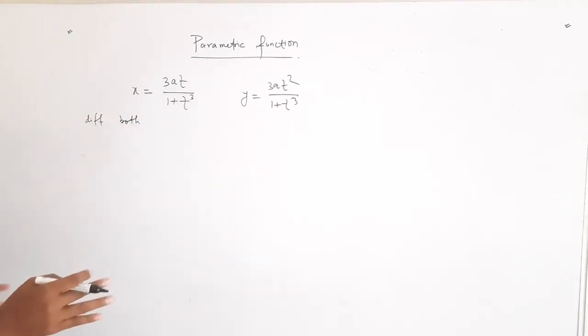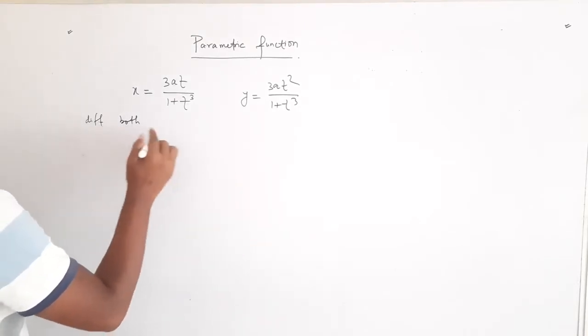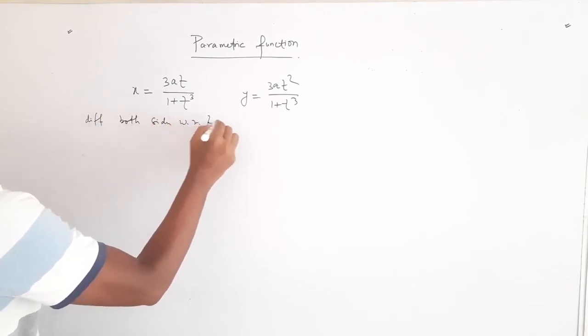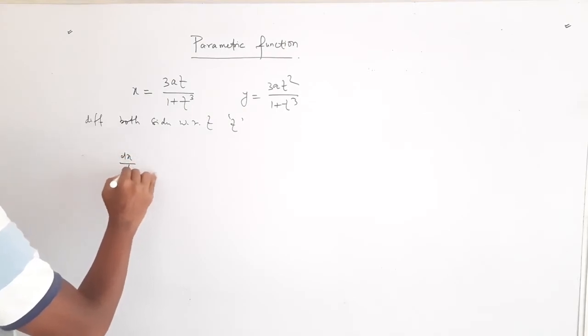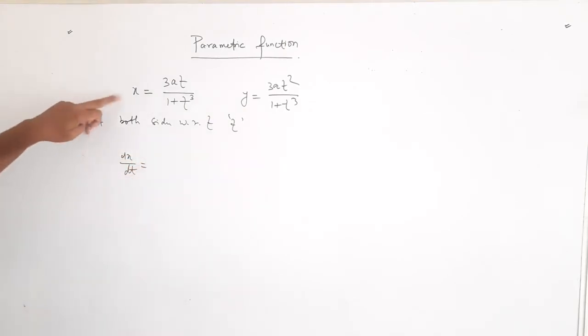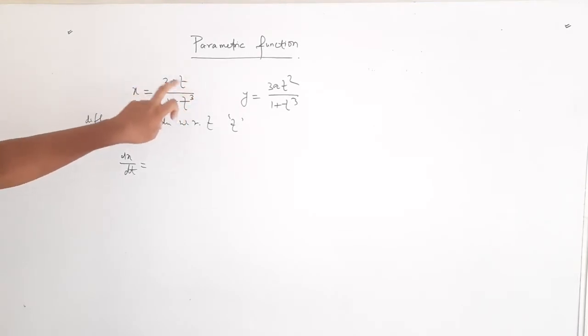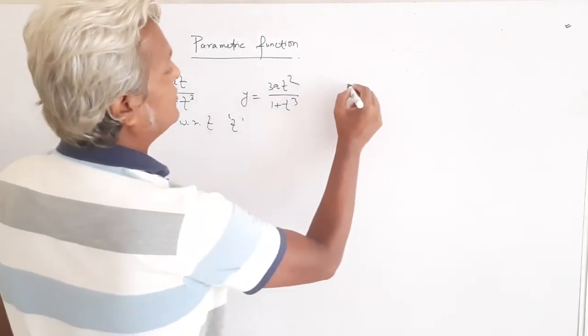But if you are in a competitive mode, you can find another shortcut way of solving. So differentiating both sides with respect to t, you can have dx by dt. Now since we are differentiating with respect to t, and t appears in this 1 plus t square, this is u by v form. So how can you find the differentiation of u by v? What is the differentiation of u by v?